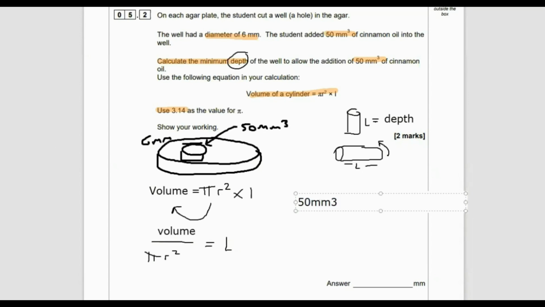So now our volume is 50 millimeter cubed. We want to divide that by pi, which we're told here is 3.14, so we can just use 3.14. The radius is going to be 3 millimeter because it's 6 divided by 2, the diameter being 6. And we need to do that to the power of 2 because it's squared. And we'll get the answer 1.769. I'd probably round this to 1.77, but there'll be a whole range of answers they will accept. And there you go. That is how to do this calculation.